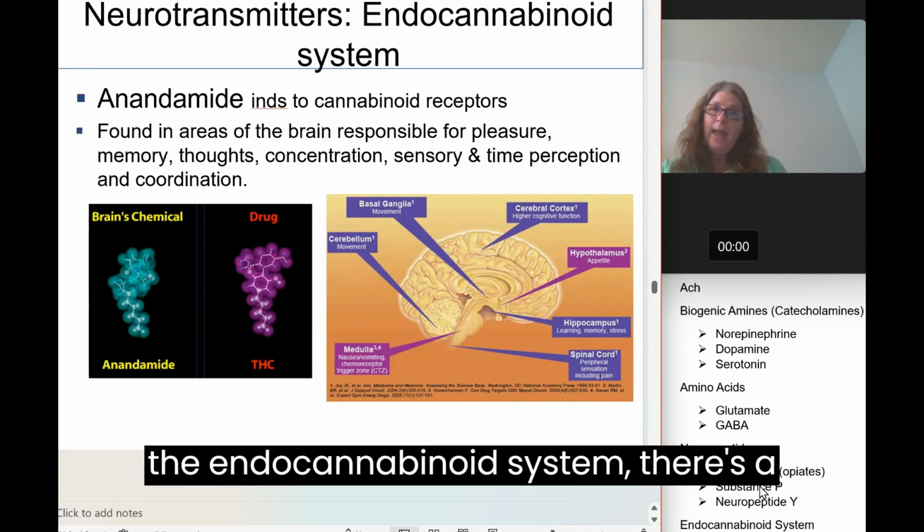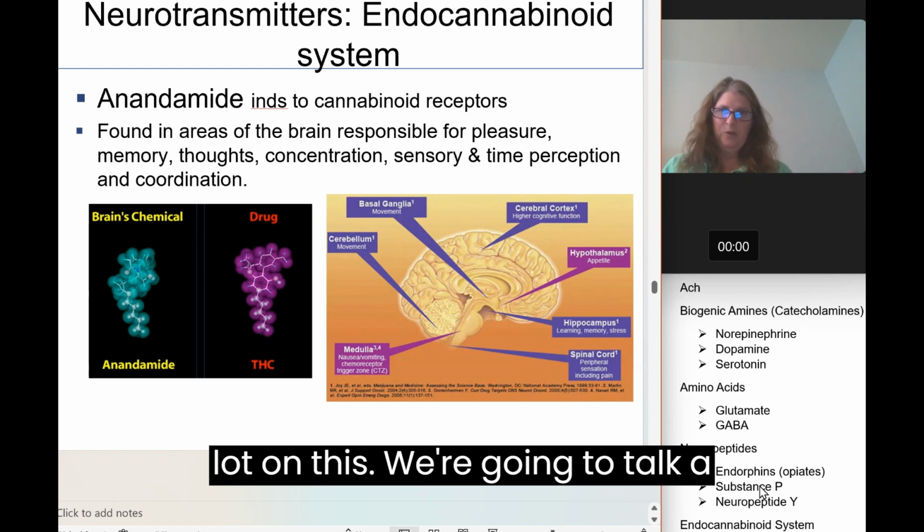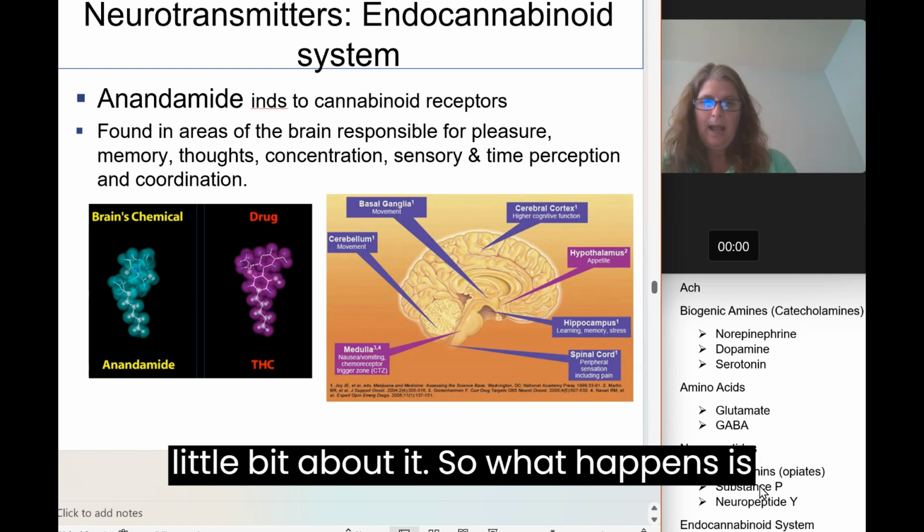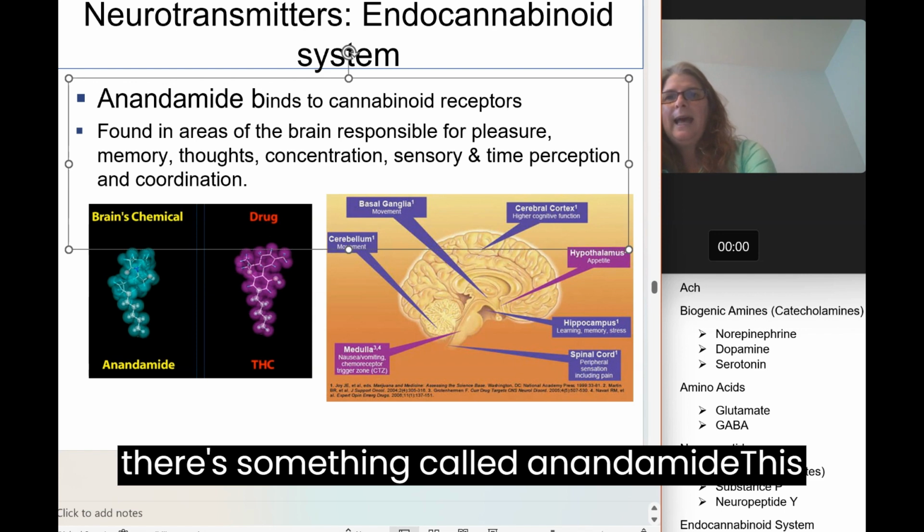Now, the endocannabinoid system. There's a lot on this. We're going to talk a little bit about it. So what happens is there's something called anandamide.